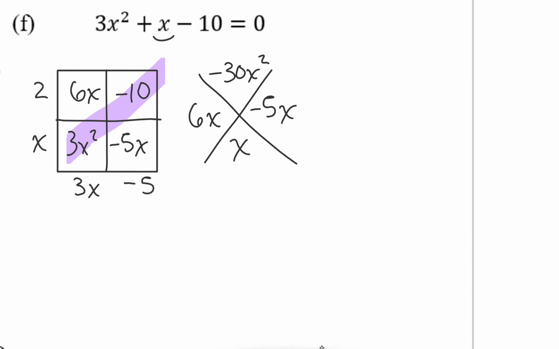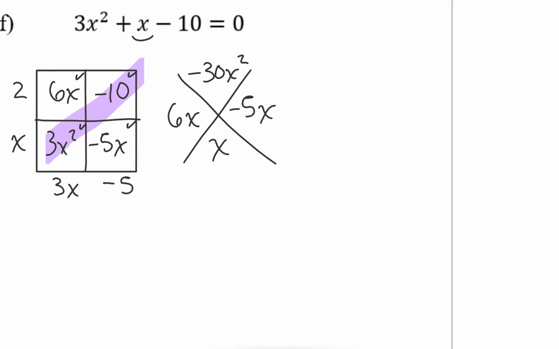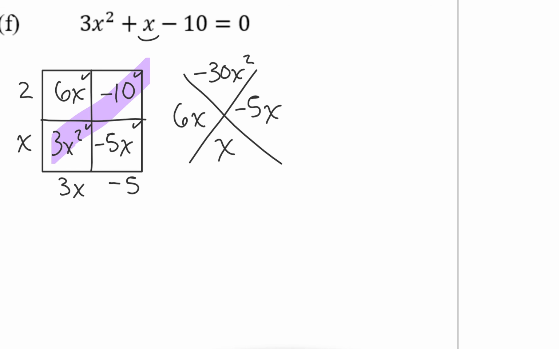And again, I'm just verifying that the dimensions are correct. So x times 3x is 3x squared. 2 times 3x is 6x. 2 times negative 5 is negative 10. And x times negative 5 is negative 5x. So I can now transform this equation. It's written as a sum of parts, and I'm going to write it as the product of a length and width. So I can say length and width, x plus 2 times 3x minus 5 is equal to 0.